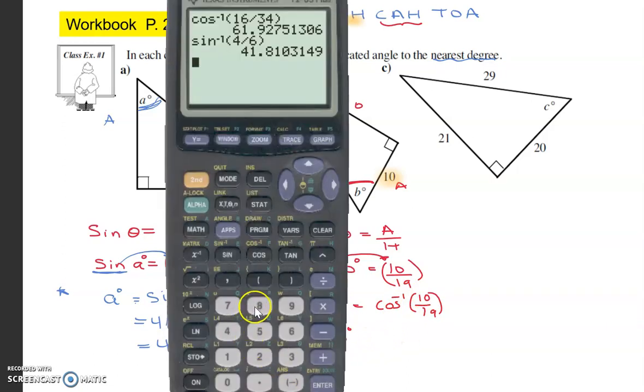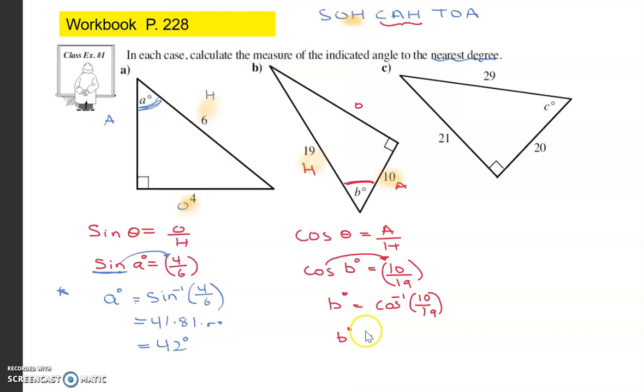So let's take a look. I go second cos, 10 divided by 19. Please make sure it says anti-cos, because sometimes when we're in a hurry, we press the cos button and the second part doesn't get entered. So always check your screen to make sure that it says anti. Okay. So this gives our angle to be 58.24, and so on, but to the nearest degree, it's just 58 degrees.